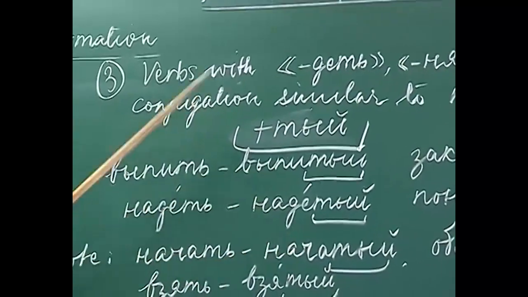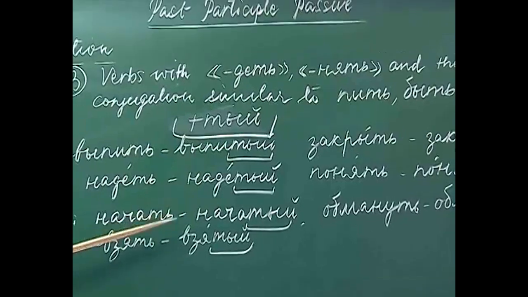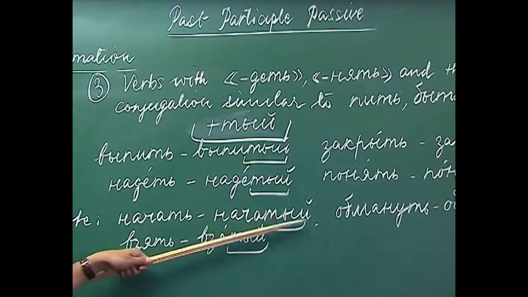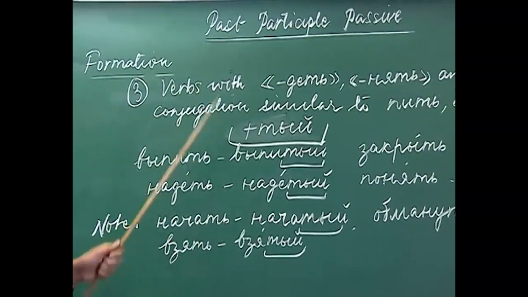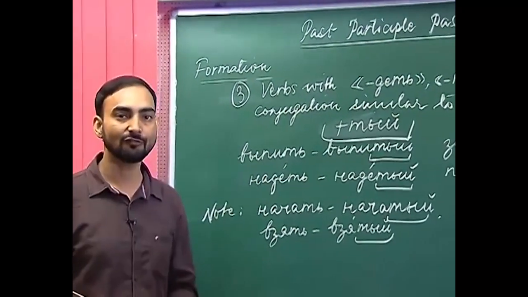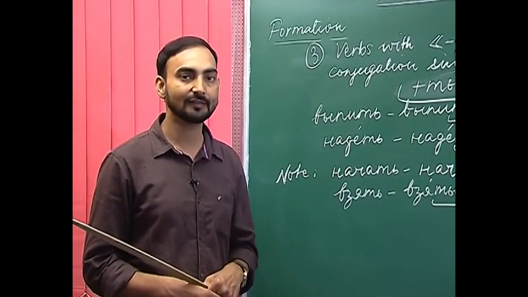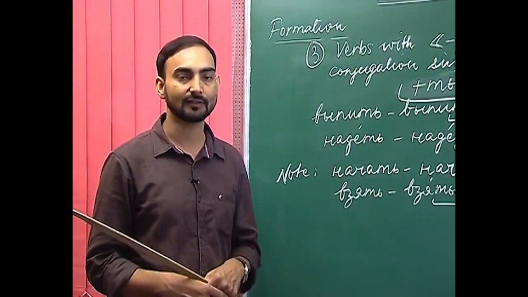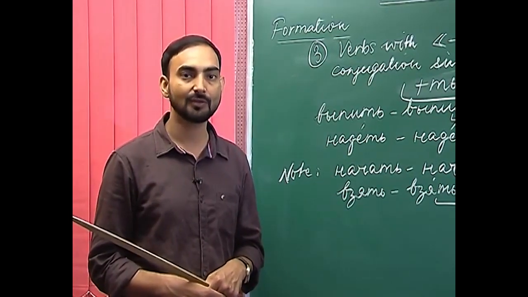In addition to these verbs, there are some verbs like nachach, abmanuch and avzyach. They also take the ending te, I and ikrat ke. So nachach, nachati, abmanuch, abmanuti and vzyach, vzyati. So these are the rules of formation of past participle passive. Now we will discuss their use in sentences. We will look at some examples where past participle passive have been used.